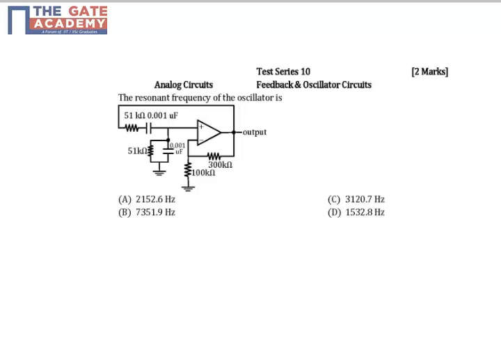Hello friends, this question is from the test series number 10. Subject name is analog circuit, topic name is feedback and oscillator. It's a 2 marks problem. Question says: what is the resonance frequency of this oscillator?